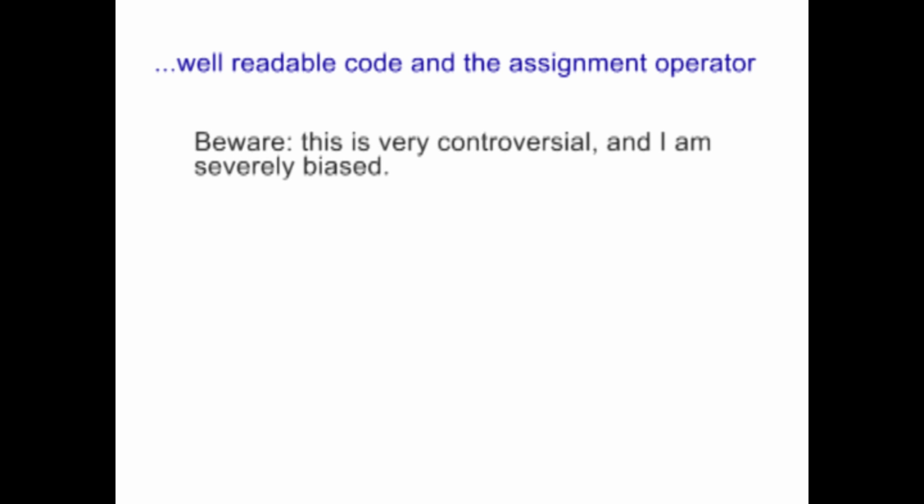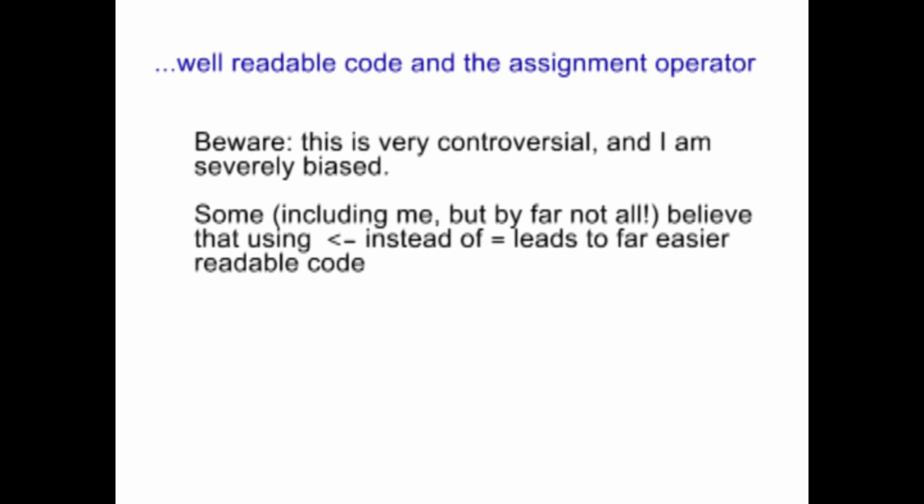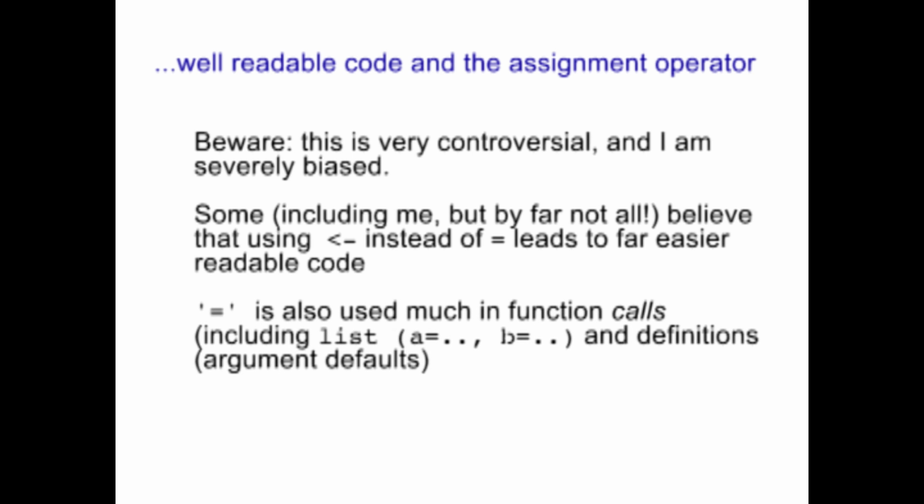I'm severely biased about this, but I believe that using a 2-character arrow instead of the equal sign leads to far easier readable code. There are arguments for that, and I'm not rehashing all of them. The equal sign, of course, is used in almost all other programming languages as an assignment operator. But in R, the equal sign has 2 different meanings already. Namely, one of them is in function calls, notably list as one of the important functions which typically has many named arguments, and then function definitions, so the formal arguments of functions.